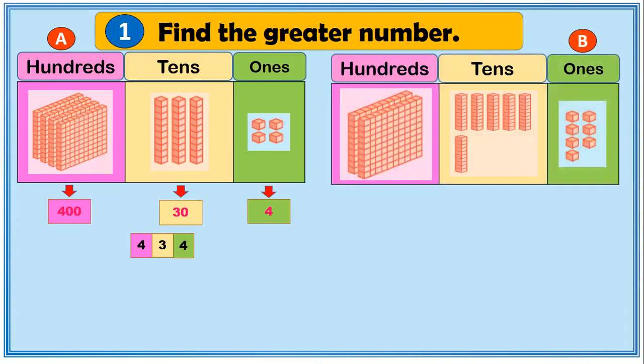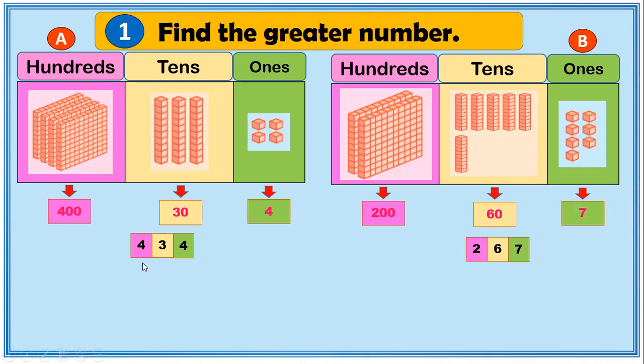Then for our set B, we have 2 cubes of hundreds or 200. Then we have 6 cubes of tens or 60. And we have here 7 cubes of ones or 7. So all in set B, we have 267 cubes. Okay, let us now find the greater number between the two numbers.